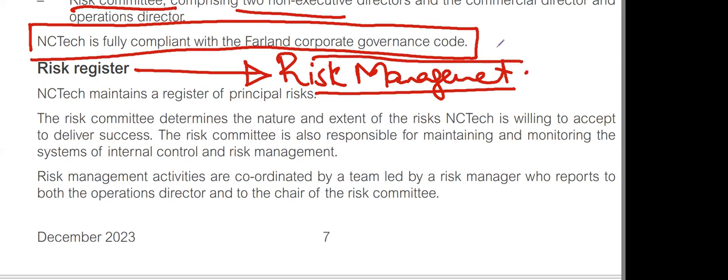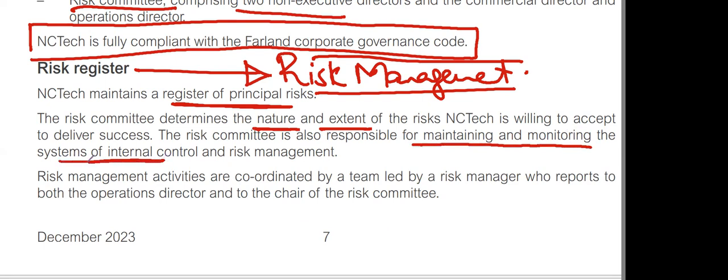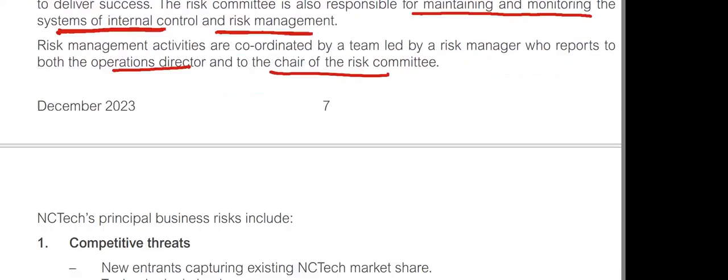There's going to be something on risk management, controls, or evaluation of the risk register itself, maybe. The register of principal risks is maintained by NCTech. The risk committee determines the nature and extent of the risks NCTech is willing to accept. The risk committee is also responsible for maintaining and monitoring the systems of internal control and risk management. Risk management activities are coordinated by a team led by a risk manager who reports to both the operations directors and to the chair of the risk committee.